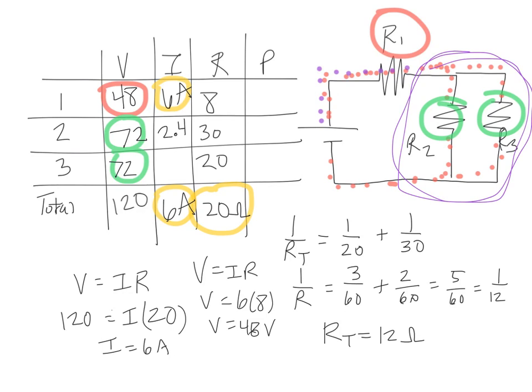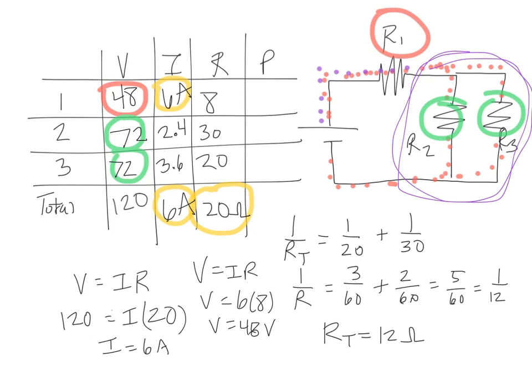And if I do 72 over 20, I get 3.6 amps. And that kind of proves what I was just saying, that the 20 gets more current. But 2.4 plus 3.6 gets you up to 6.0, which is exactly how much R1 had before it split. And then it goes back together to be 6 again, which shows you the junction rule.